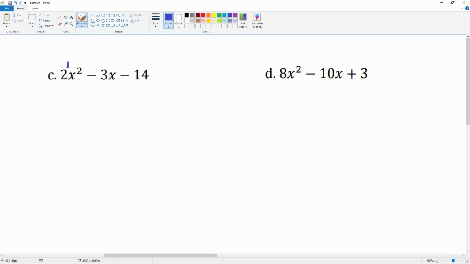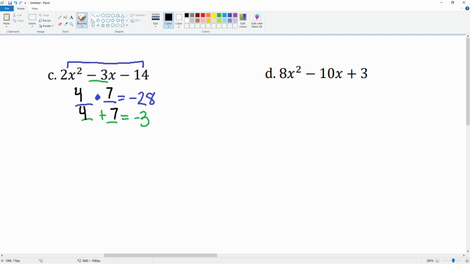We want to find two numbers here that multiply to make negative 28 that adds up to negative 3. And let's look for those numbers. Let's see. 1 and 28, no. 2 and 14, no. 3, no. 4 and 7, yes, 4 and 7.